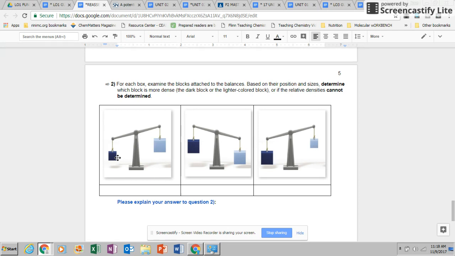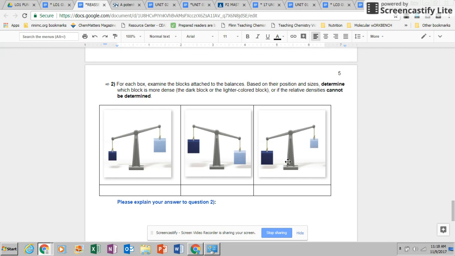So I would explain that this block is the most dense because it's very small and it has a higher mass. On the other hand, we have two blocks that have the same size or same volume, and this one is heavier. So since the size is really not a major factor here, we just go by the mass, and a higher mass should mean a higher density. So in this case, this block would have a higher density.